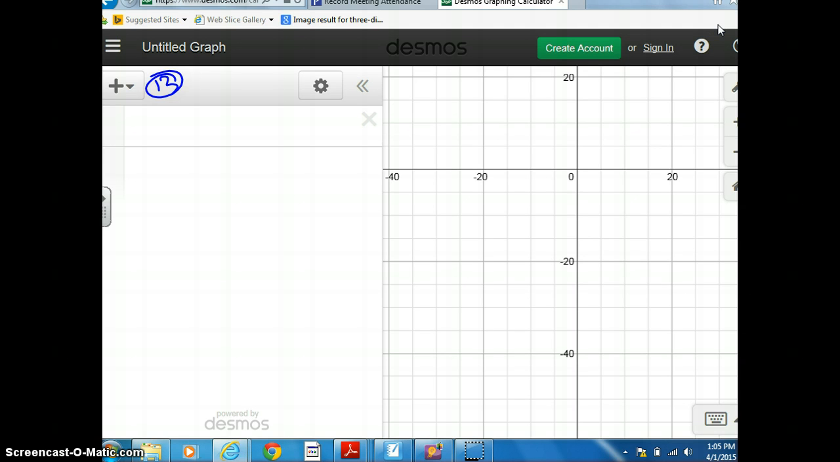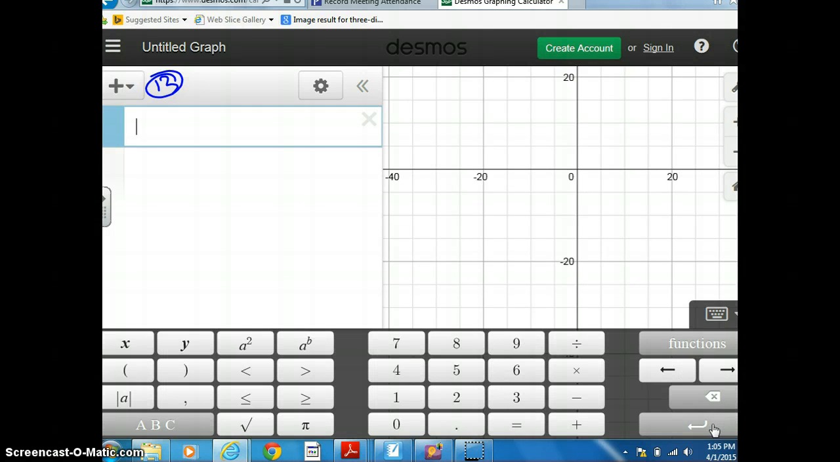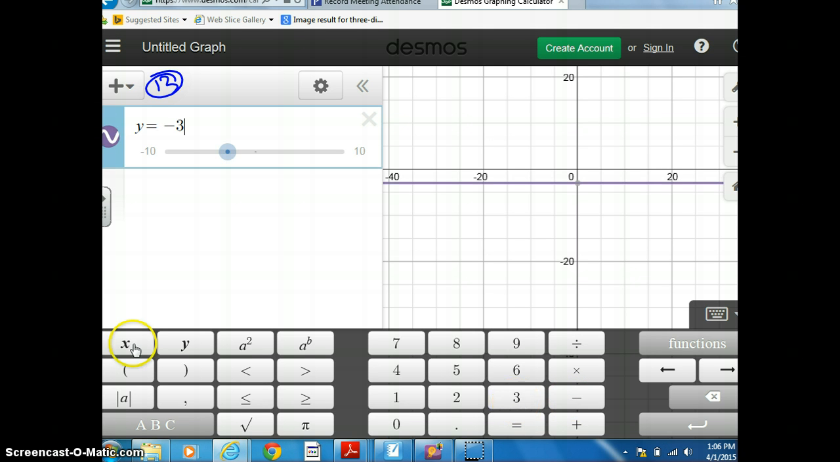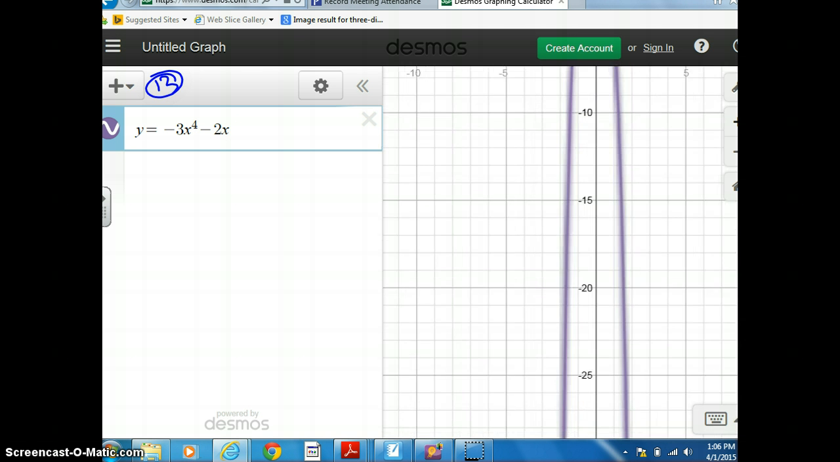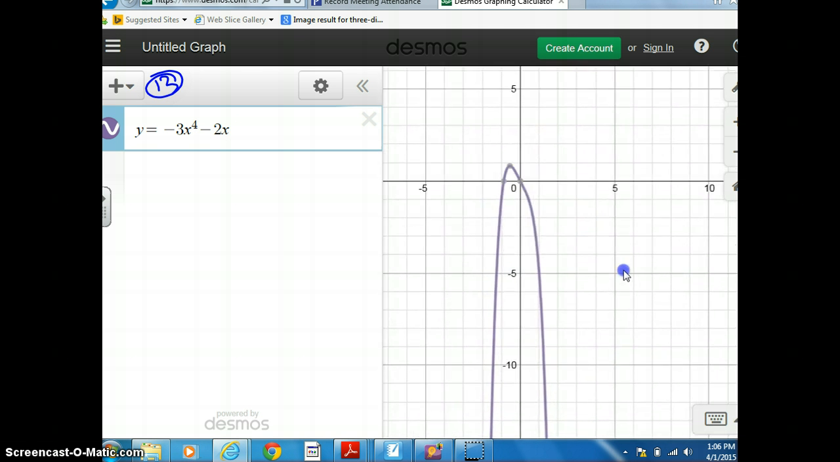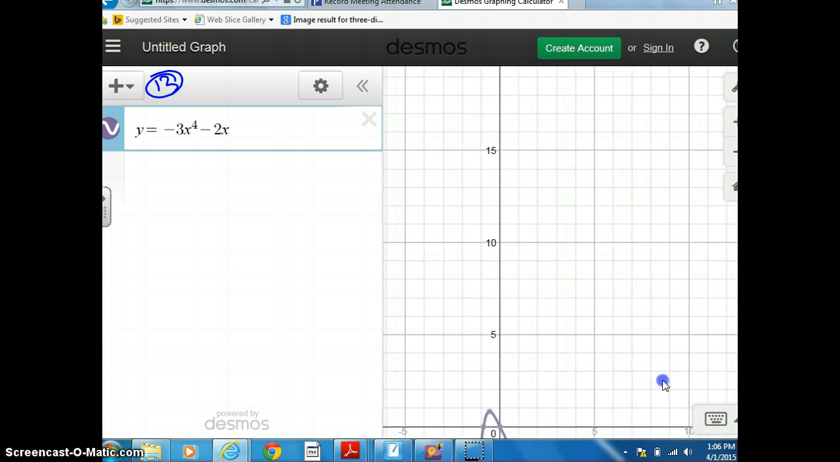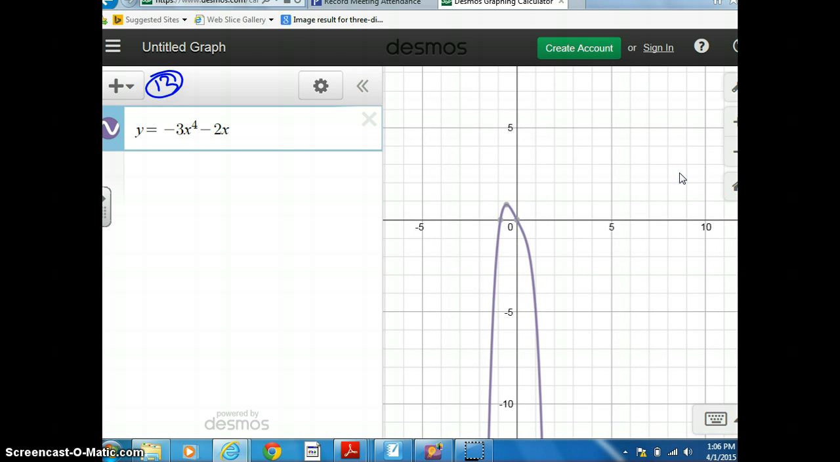So this is number 13. Number 13, it asks us to describe the end behavior. Again, let's graph it. Let's take a look at the ends of the graph and see what it looks like. So we have y equals negative 3x to the 4th minus 2x. There's the graph of the equation. I'm going to zoom in a little bit so we can see it a little better. It looks like that's it.